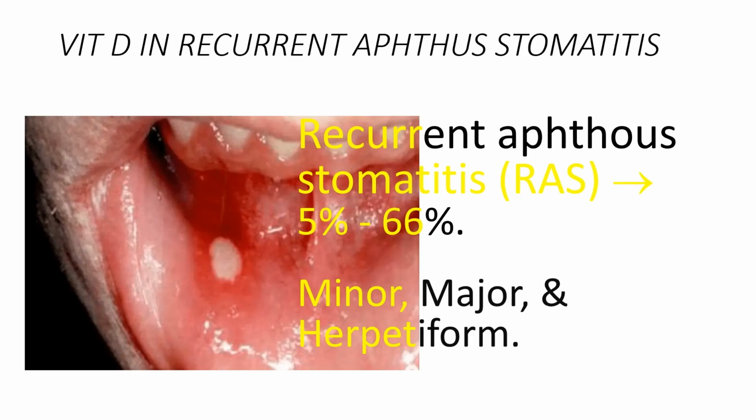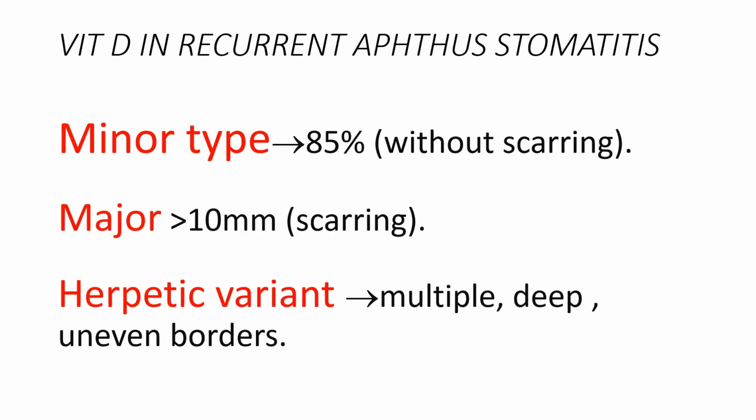Recurrent aphthous stomatitis is the most frequent type of lesion affecting the oral mucosa, showing a prevalence rate ranging between 5% and 66%. The diagnosis of recurrent aphthous stomatitis involves the exclusion of other potential reasons for stomatitis. Morphologically, recurrent aphthous stomatitis is classified into three types: minor, major, and herpetiform. The most prevalent form is the minor form, which constitutes about 85% of cases.